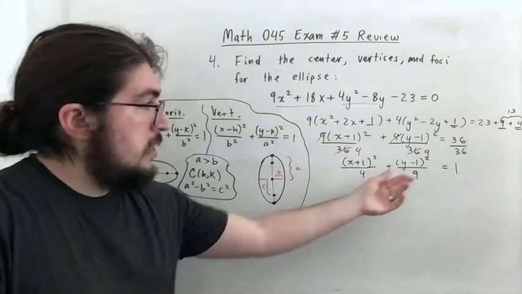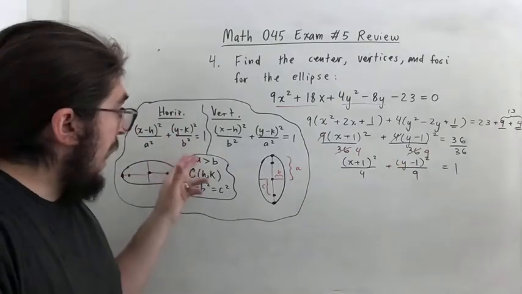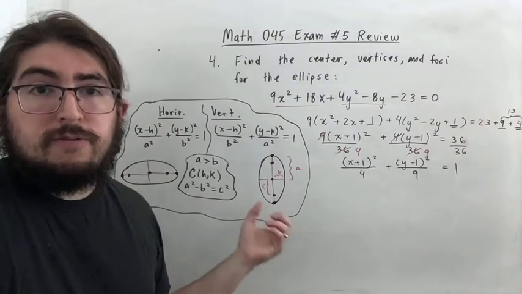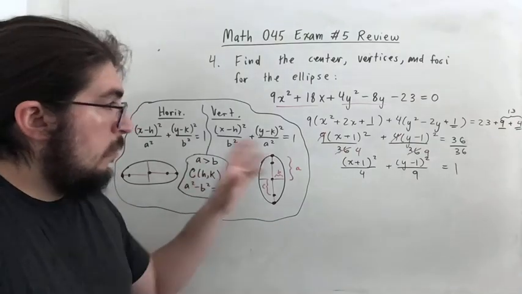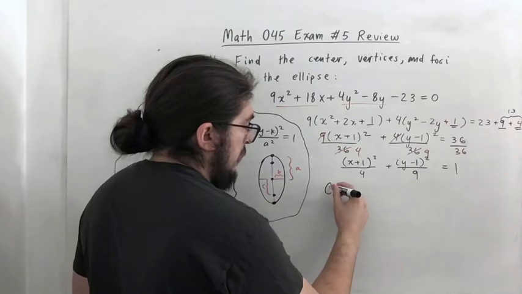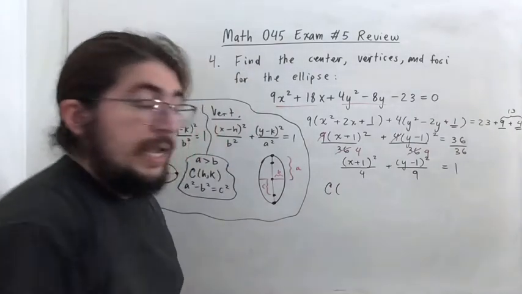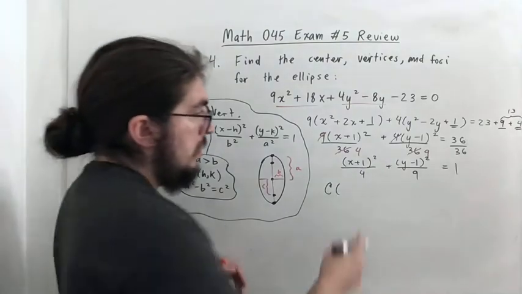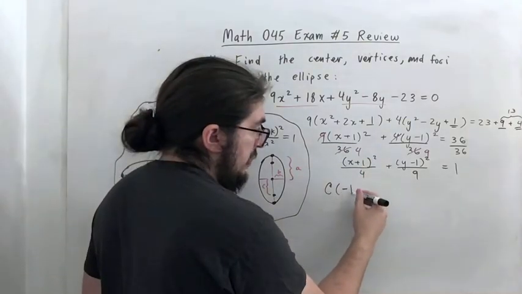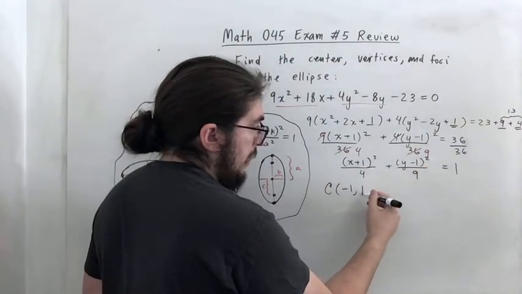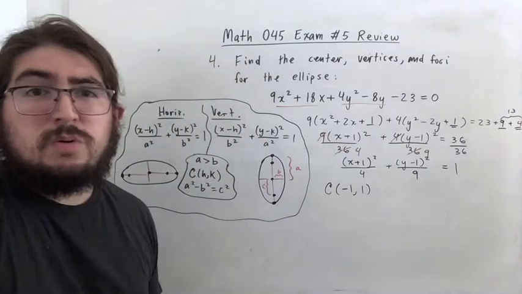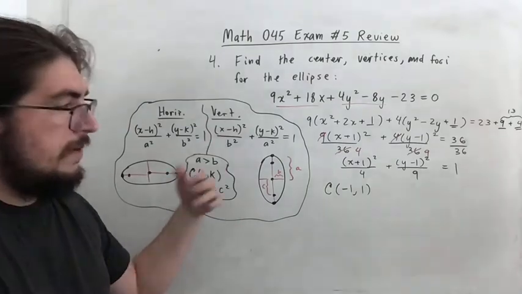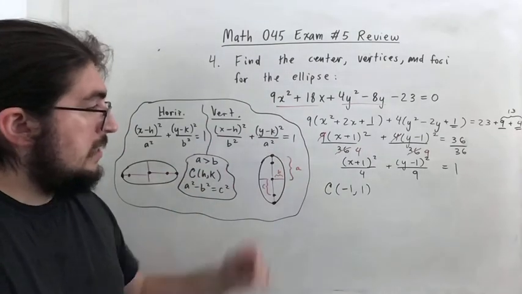Notice, the larger denominator is under y. A was our larger denominator, under y means it's vertical. So it's going to be a vertical scenario. We know the center is what is subtracted from x and y. Right, so we need to change the signs, basically. Remember how we did that. So change the sign of that positive 1 to get negative 1, change the sign of that negative 1 to get positive 1. You could also do what I did at the beginning and write this as x minus negative 1. Remember that? Okay. So h is negative 1, k is positive 1.